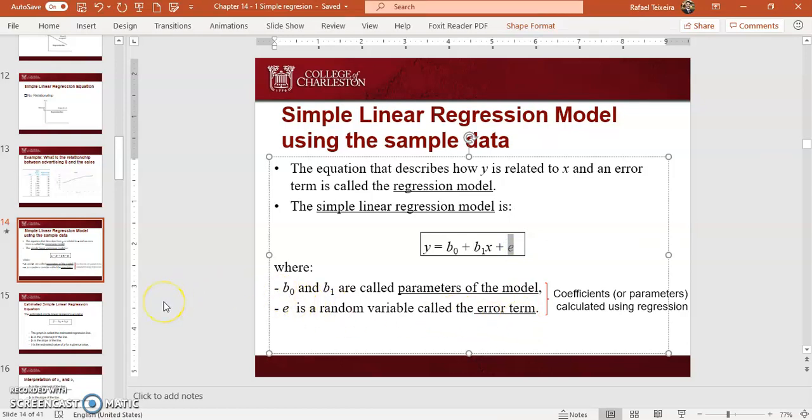I'm going to stop here and start a new video because I'm running out of time and I don't want to make long videos. So this is the first introduction to linear regression. I'm going to stop here and start again in the next video.